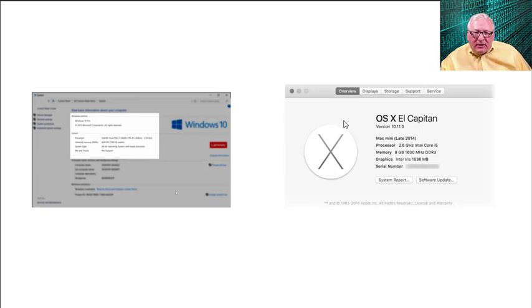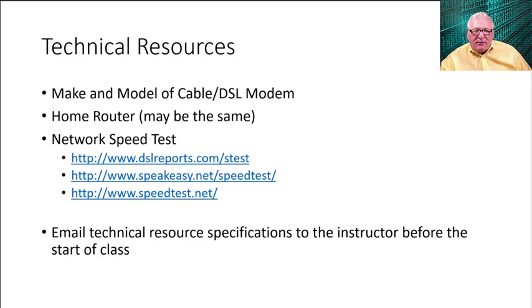Here's what it looks like on the Macintosh. You're going to write that down and email us with that information and some additional information about the make and model of your cable modem, your home router. A lot of them today are a combo unit. They're both a modem and a home router.